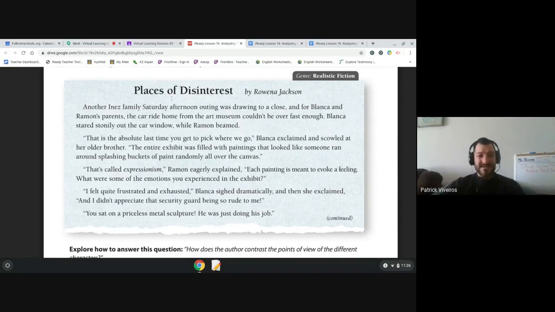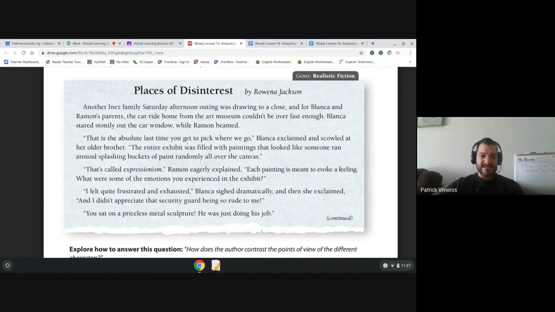So, Places of Disinterest by Rowena Jackson. Another Inez family Saturday afternoon outing was drawing to a close, and for Blanca and Ramon's parents, the car ride home from the art museum couldn't be over fast enough. Blanca stared stonily out the car window, while Ramon beamed.